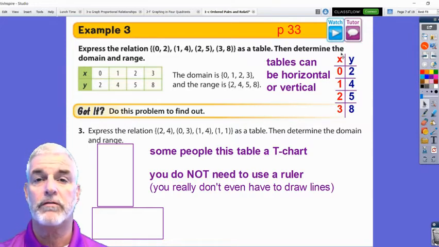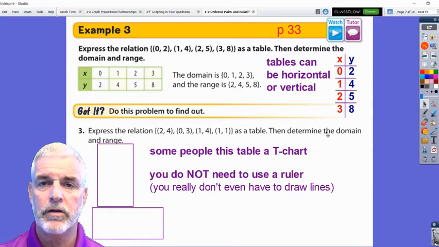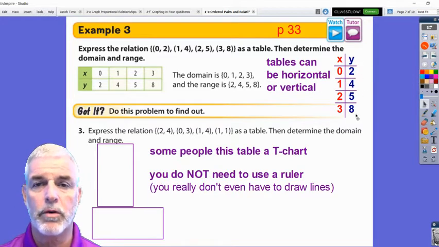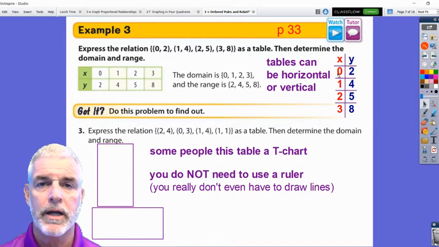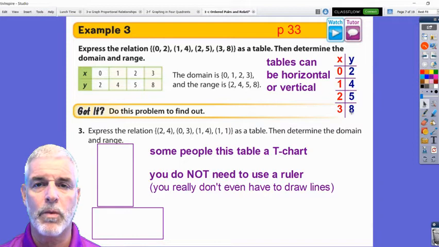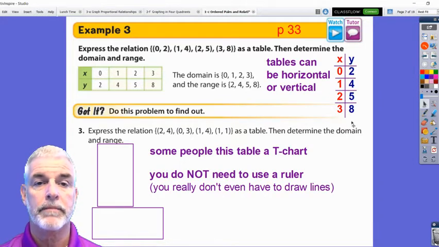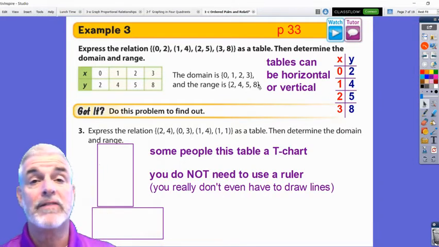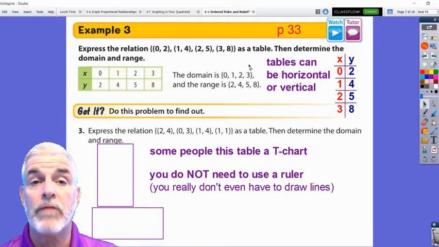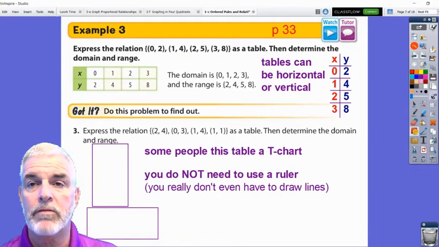This table, especially the vertical one, you might hear some teachers or some videos or whatever you're watching call this a T-chart. A T-chart is just listing the X and Y values next to each other like this. And then the second part of the question, what is the domain and the range? So you see how they've written out the domain and the range here.